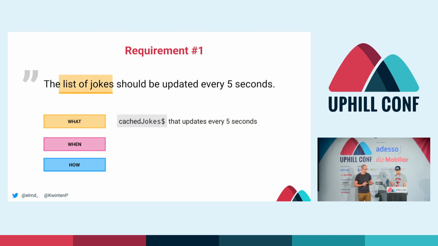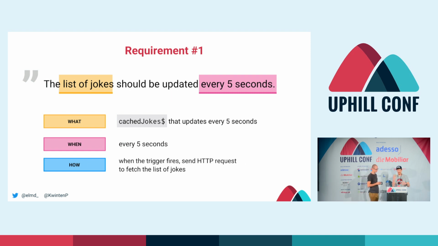And that would be our cached list of jokes, because they should be cached. Now the when, well, I think it's also in the requirement. So it says every 5 seconds. So that would be my trigger, no? Exactly. OK, so how do I have to do that? Well, think about it. Where do I get the data from? Probably via an HTTP call. So I want to fire or send that HTTP call every 5 seconds. So I make that backend call every 5 seconds.